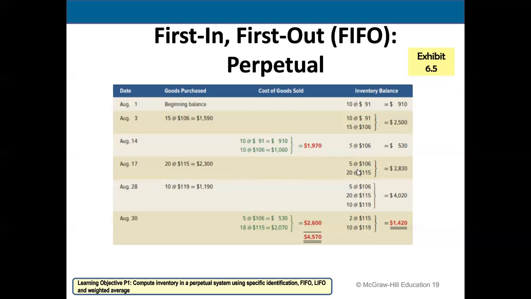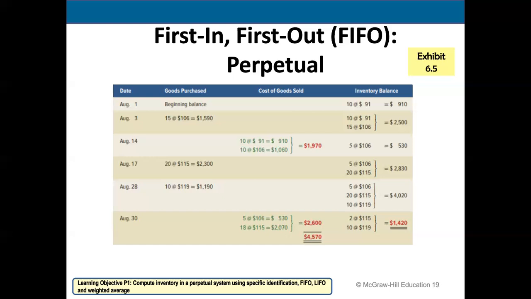So now you can see our inventory balance, 5 at 106, 20 at 115. Then on August 28th, they purchased 10 more at 119. So we just add that into inventory. We have 5 at 106, 20 at 115, and 10 at 119. And then on August 30th, we make another sale and we sell 24 bikes, or 23 it looks like. And so again, our question is, which bikes am I selling?